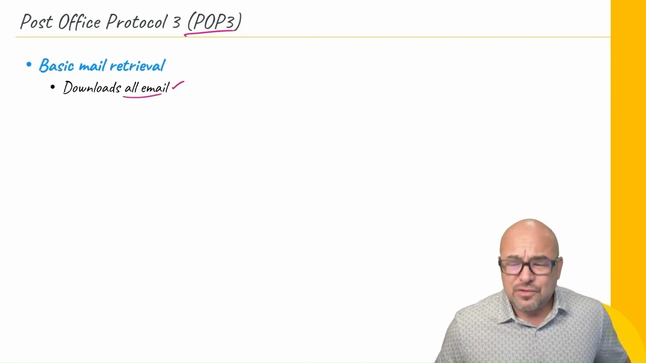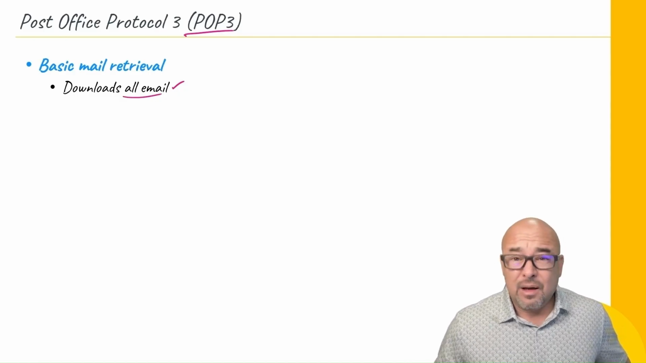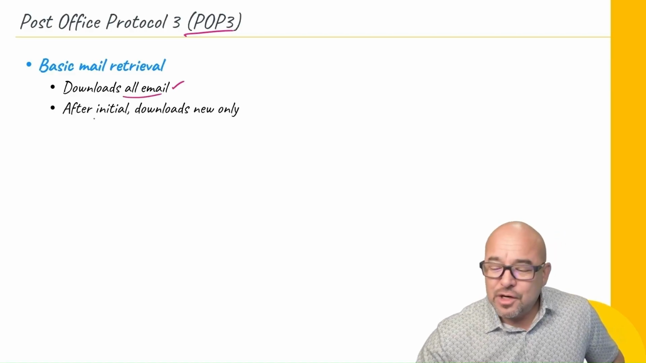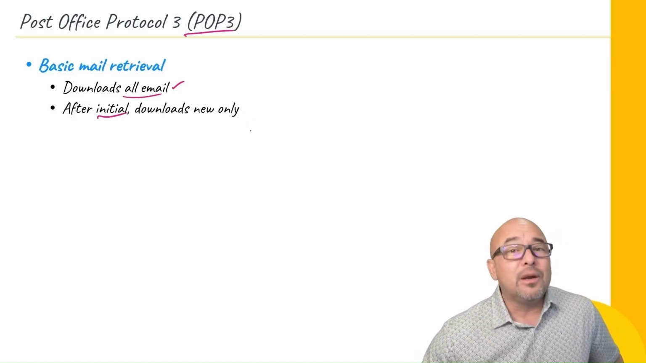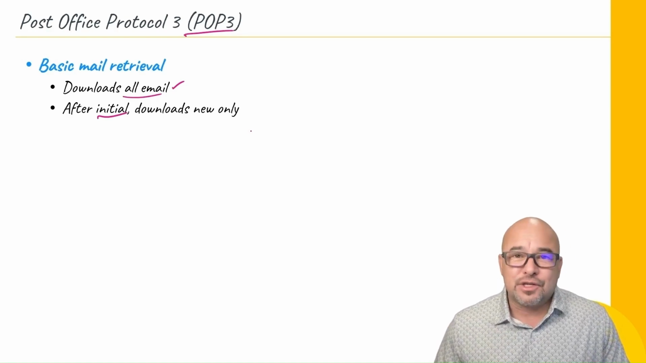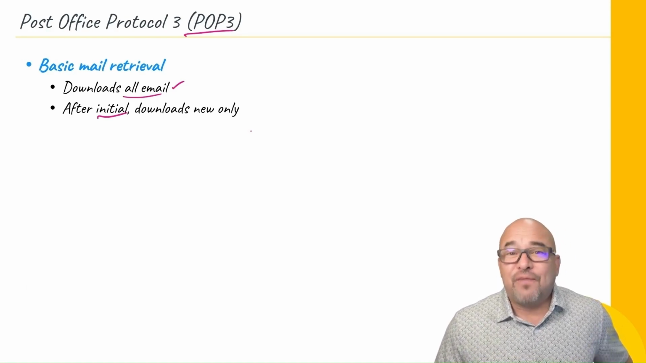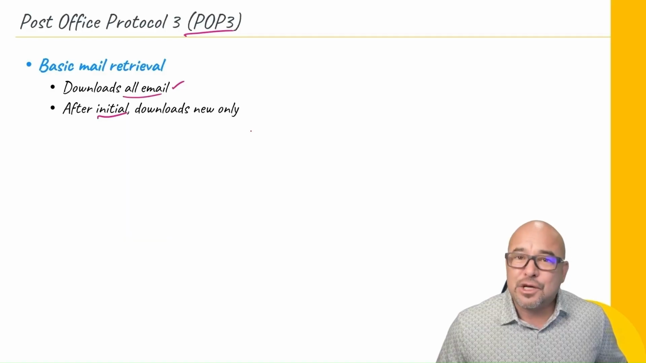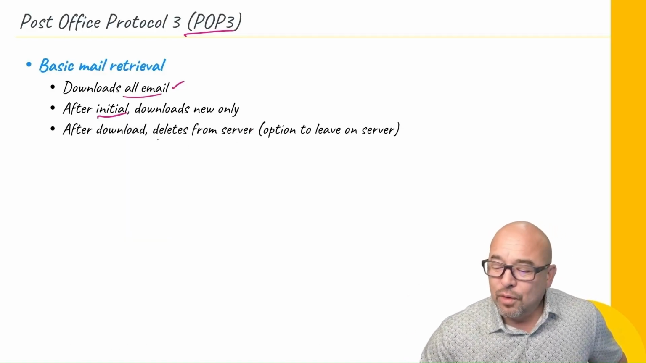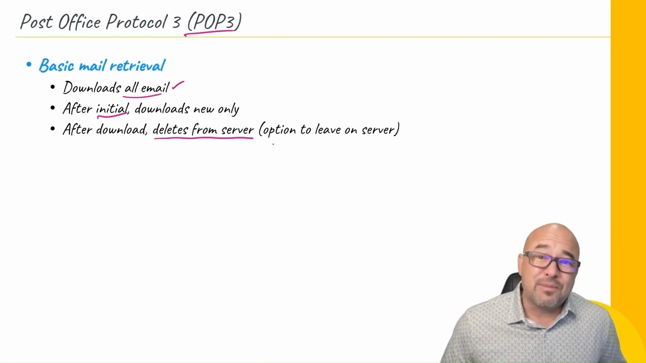But again, a lot of times we used this when we were on dial-up modem connections, and we rarely use those anymore. After the initial connection that you've made, then it will only catch the differences. So if I've downloaded 1,000 email messages, but in the meantime there have been 5 new email messages, in the next connection it'll only download those 5 new ones. After the download, it will then delete the email messages from the server.